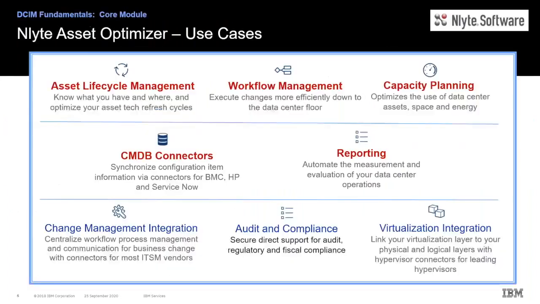So with that, we looked at Enlight Asset Optimizer as our tool; this is the predominant tool we're using today. There's a few others I'll talk about in a moment that we intend to append to this. But with this, we recognize the need to do asset lifecycle management, workflow management, as well as capacity planning, CMDB connectors, and reporting. Those are the primary initial things that we've done with the Asset Optimizer, and I'll show you a little bit about each of those in the next slides.